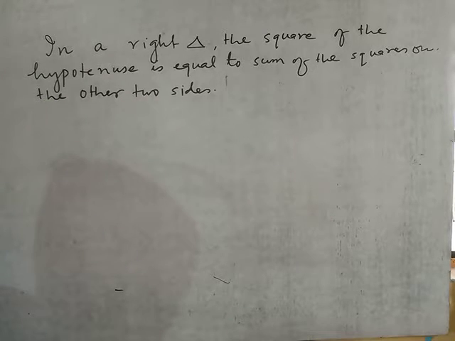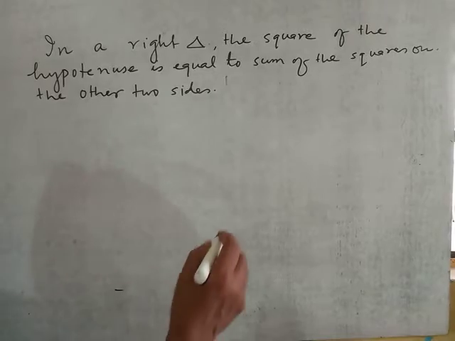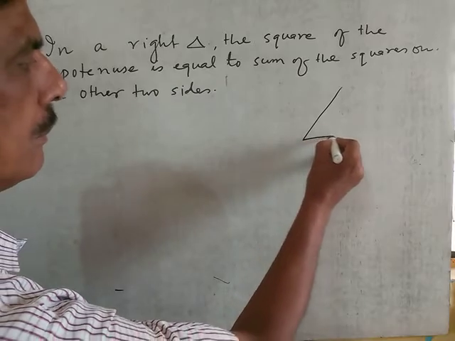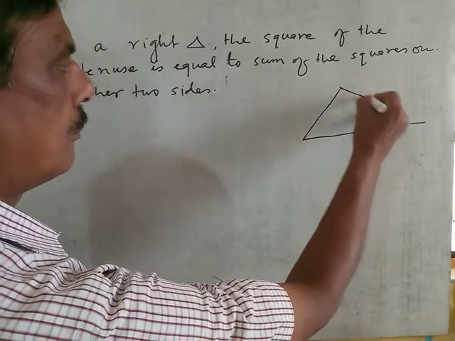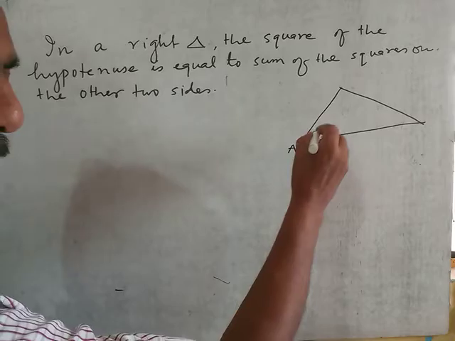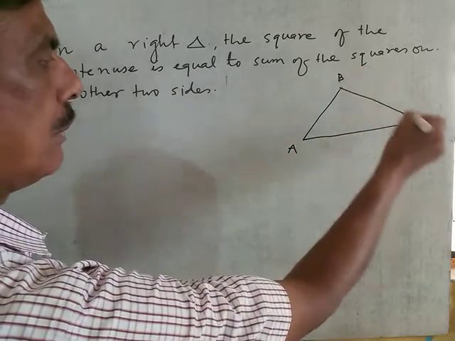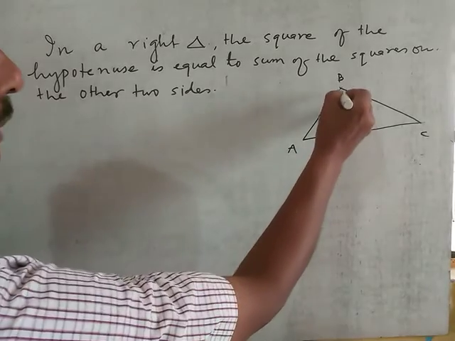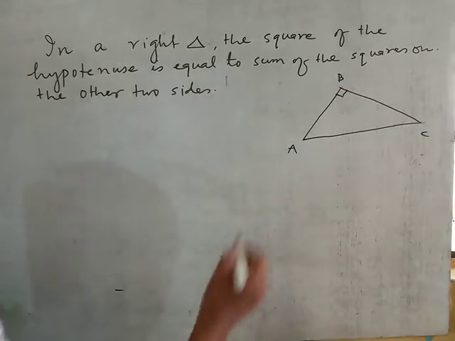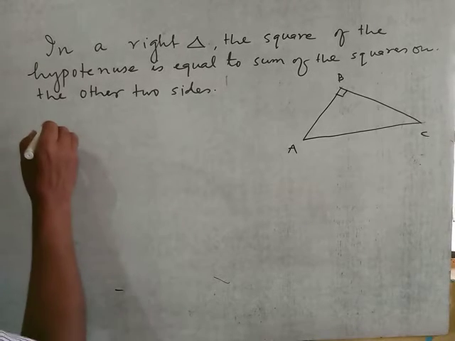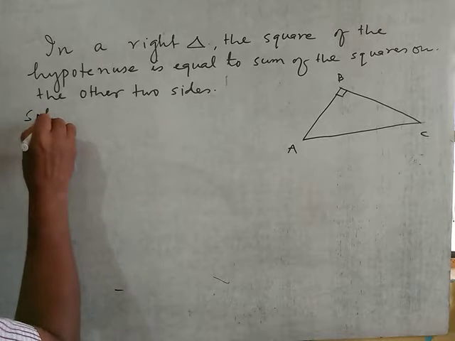Okay, so let me draw a right angle triangle. This is a right angle triangle. It's like this. Okay, this is A, this is B, and this is C. Okay, ABC is a right angle triangle, right angle at B. Now the solution starts from here.